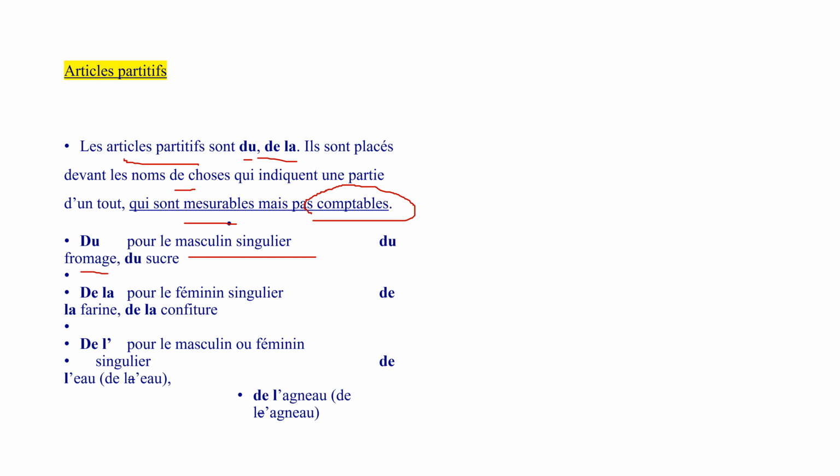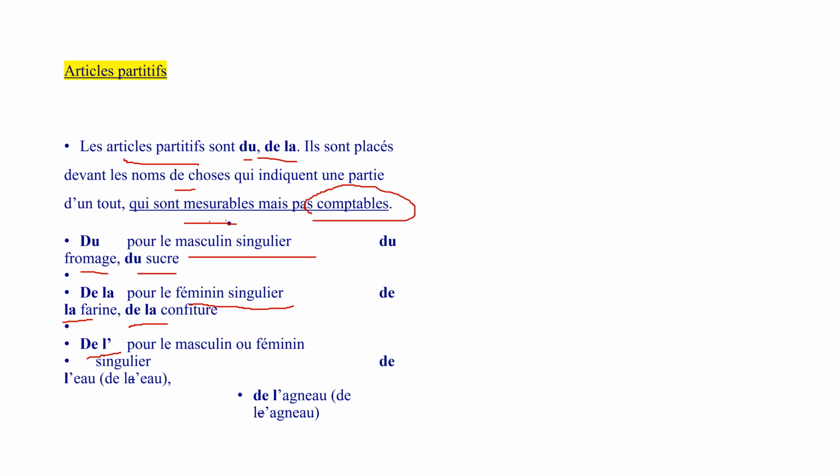For example, we say du fromage, du sucre. Are they measurable? Yes. Can we count them? No. De la, of course, would be for feminine singular. De la farine, de la confiture. Okay, we use that because we can measure them, but we cannot count them. We can say half a pound or half a kilo of flour.